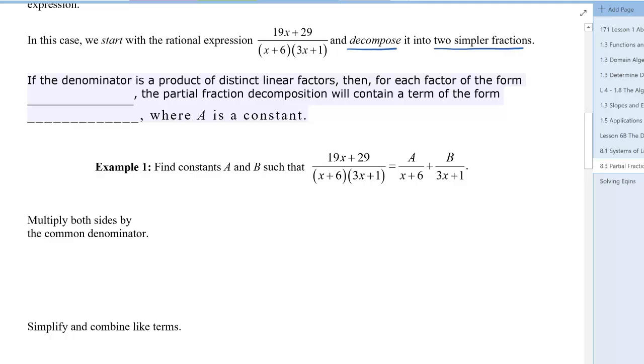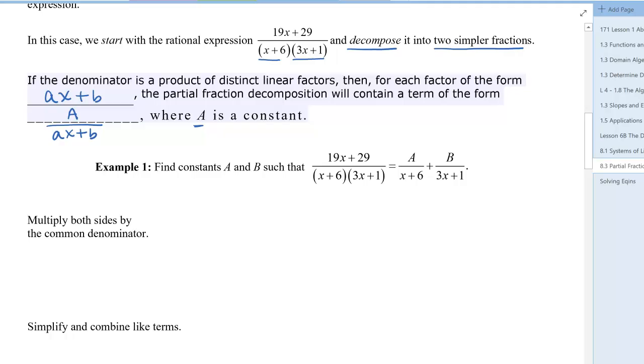We're going to use this property: if the denominator is a product of distinct linear factors, which this is because those x's are both to the first power, which makes them linear, and they are different, then for each factor of the form ax plus b, the partial fraction decomposition will contain a term of the form A over ax plus b, where A is some constant.